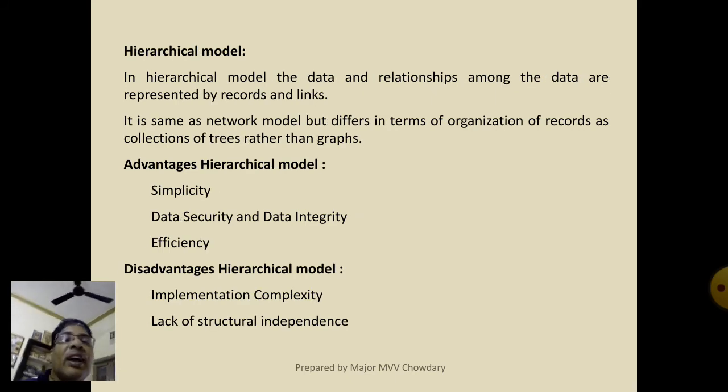The next model is the hierarchical model. In the hierarchical model, the data and relationships among the data are represented by records and links. It is the same as the network model but differs in terms of organization of records as collections of trees rather than graphs.